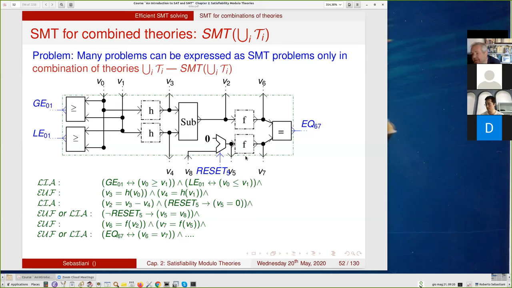So this is a very simple example, but even with this very simple example, you notice that we have the combination of two elements here: linear integer arithmetic and UF. And you can have many others: arrays, arithmetic, strings, bit vectors, and so on and so forth. So you can have combinations of theories. And of course, you don't have any solver which is able to solve together arithmetic with UF, or arithmetic with arrays. You have separate solvers: some solver which is able to solve arrays, some solver which is able to solve arithmetic, some solver which is able to solve UF, and you have to combine them.